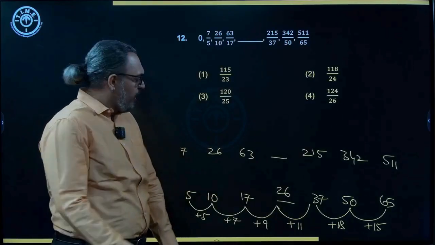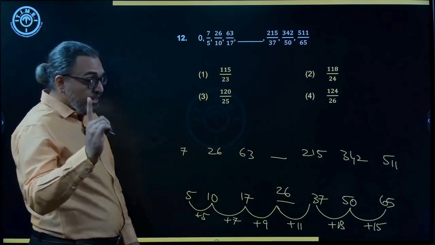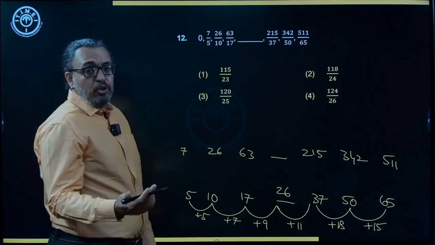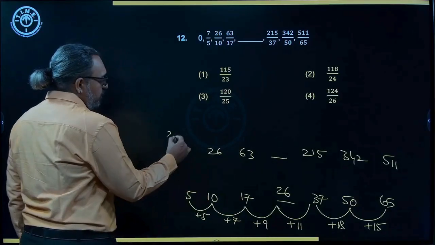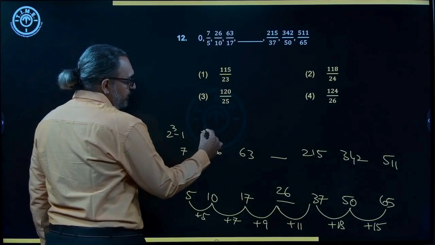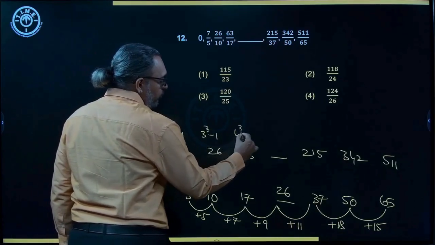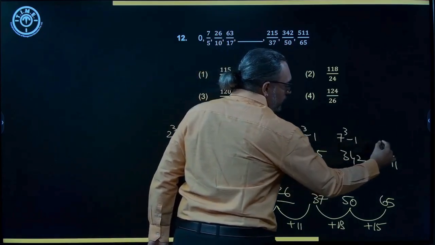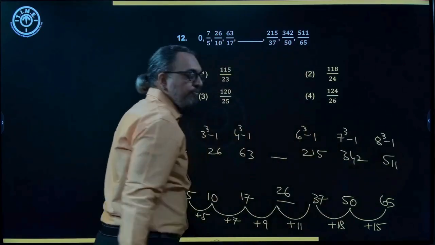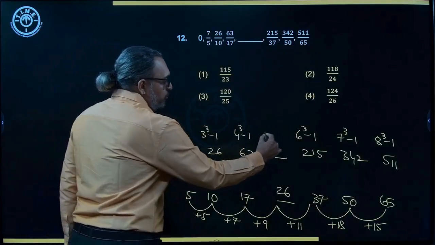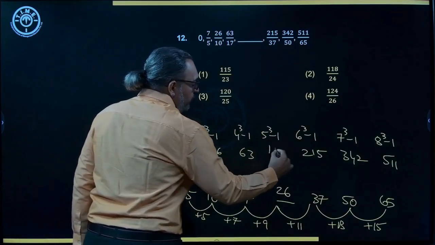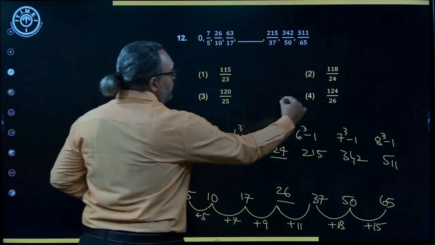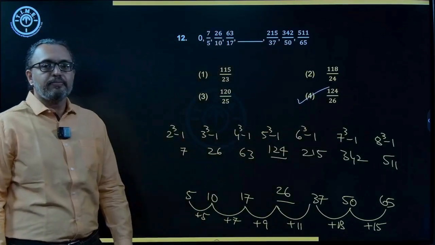They are odd numbers. Now, if you look at the numerator also, carefully if you check, the numerators can be written as cube minus 1, because this is 2 cube minus 1. This is 3 cube minus 1. This is 4 cube minus 1. This is 6 cube minus 1. 7 cube minus 1. And the last is 8 cube minus 1. So my answer is going to be 5 cube minus 1, which is 124. And that is what we have. Option 4 is what we select.